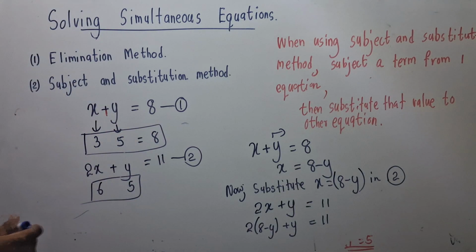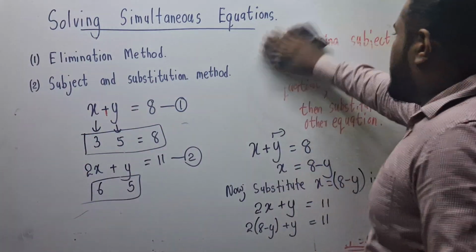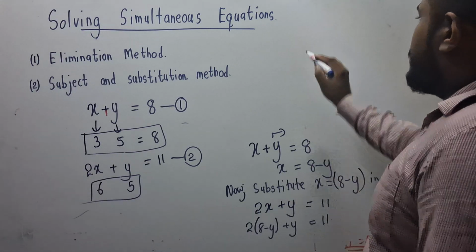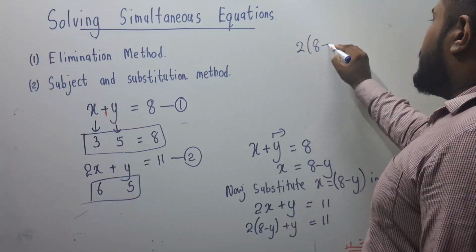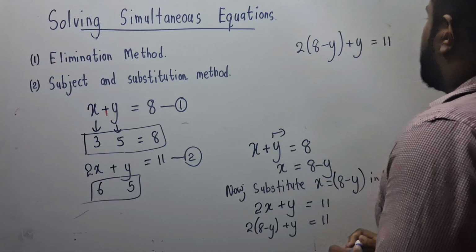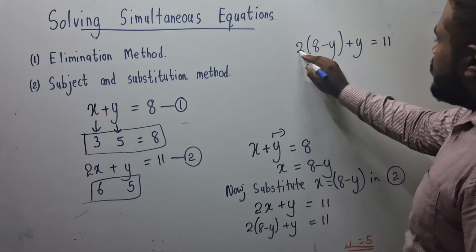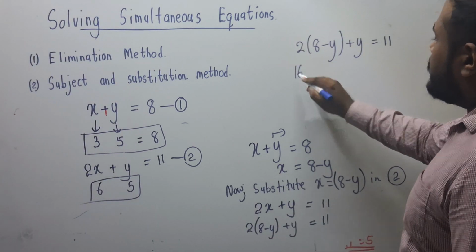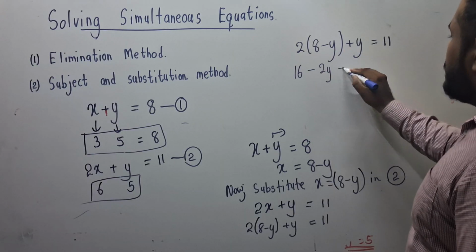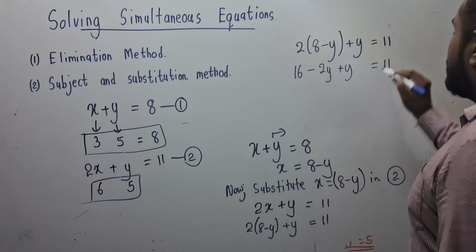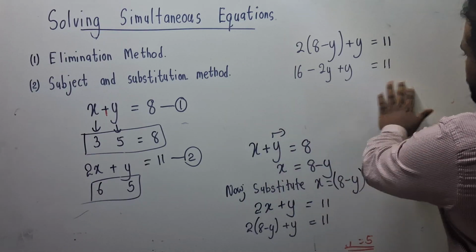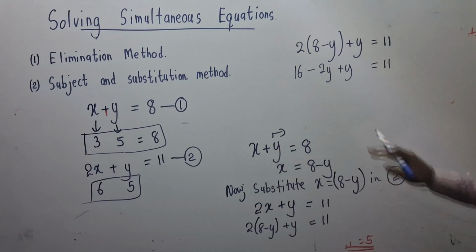Okay. Now what will happen? 2 bracket 8 minus y plus y equals 11. Now I can solve this. 2 times 8 becomes 16. 2 times minus y becomes minus 2y plus y equals 11. Now can you see in this equation there are no x values, only y values. So this is a simple equation now. Now we can solve y.